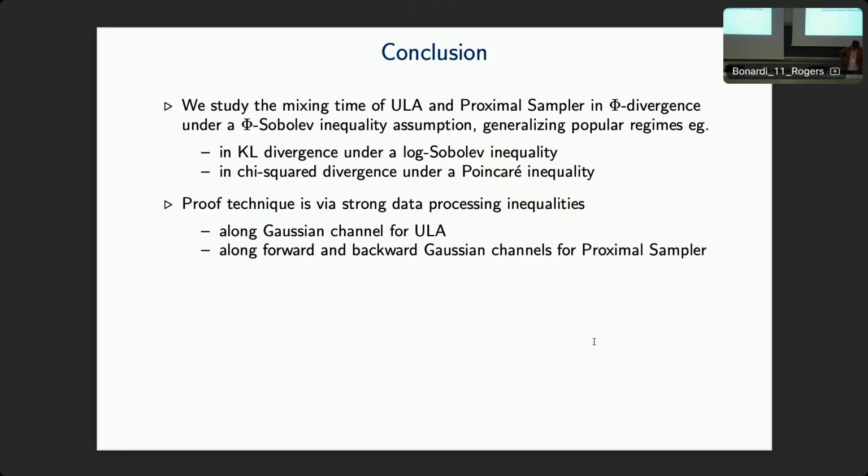So to conclude, we study the mixing time of ULA and proximal sampler in phi divergence under a phi Sobolev inequality assumption. This generalizes popular mixing time regimes, and the proof technique is via SDPIs for the Gaussian channel for ULA and for both the forward and the backward Gaussian channels for the proximal sampler.